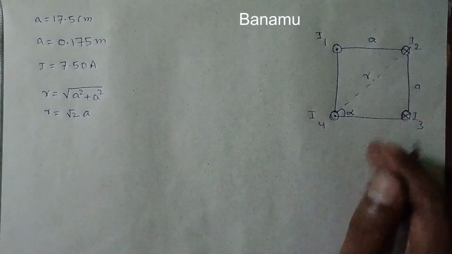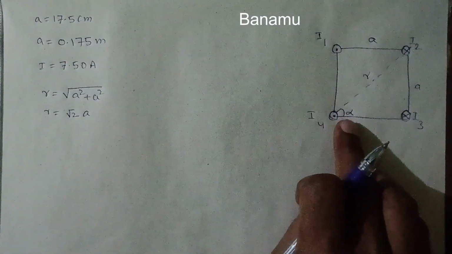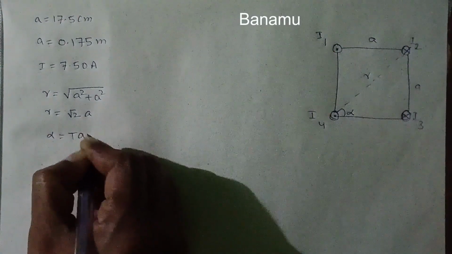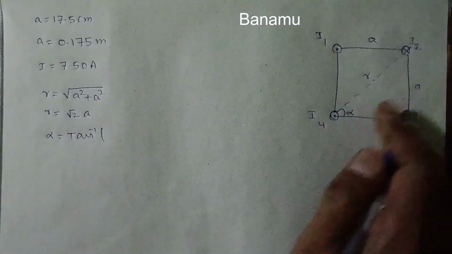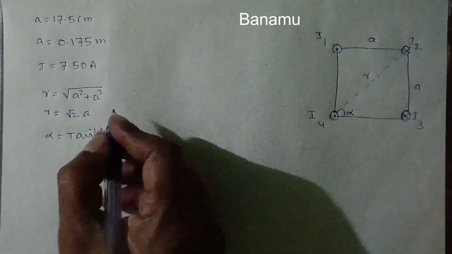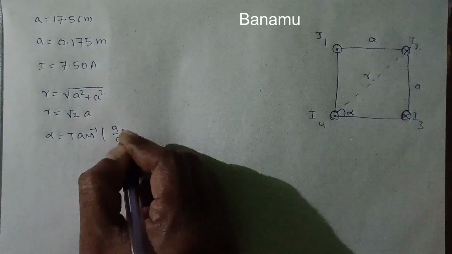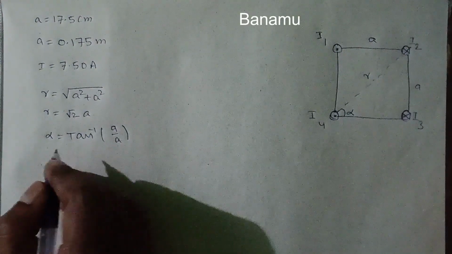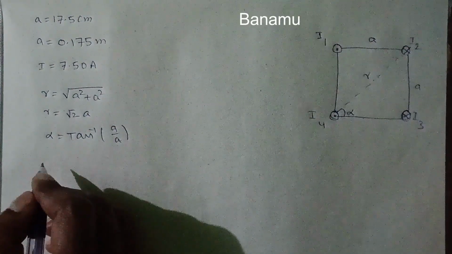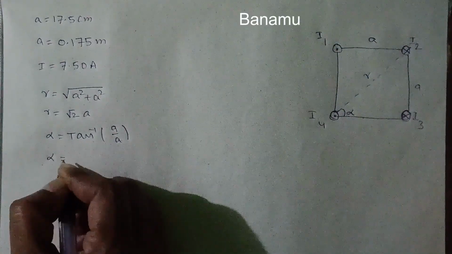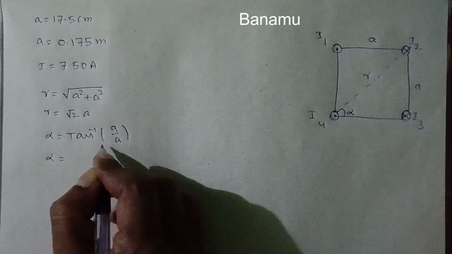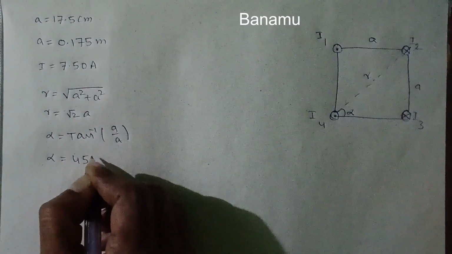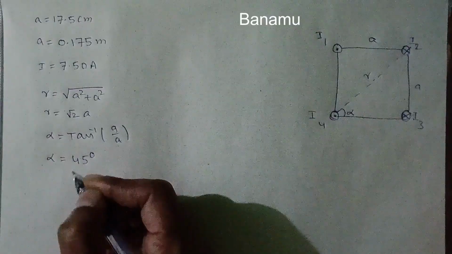The angle between wire 2 and wire 4 from the horizontal is alpha. Alpha is equal to tan inverse of opposite side length by adjacent side length, which is a by a. So alpha is equal to tan inverse 1, and tan inverse 1 is equal to 45 degrees.